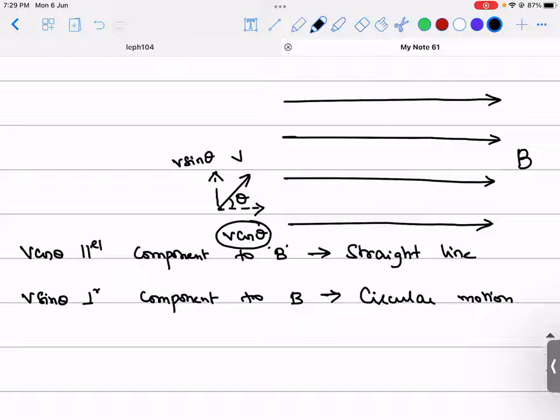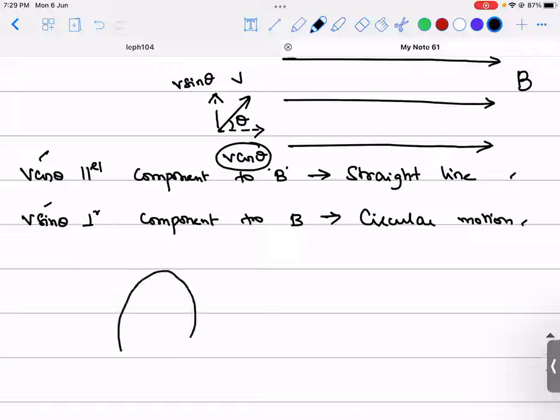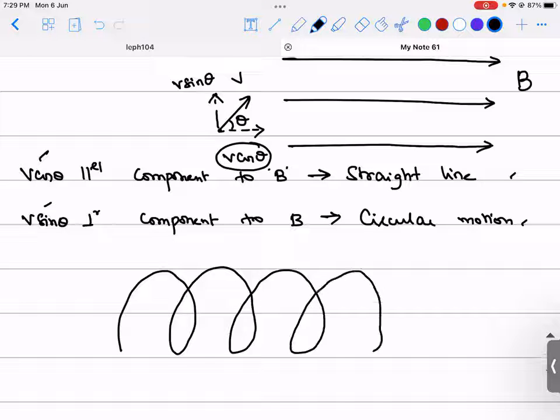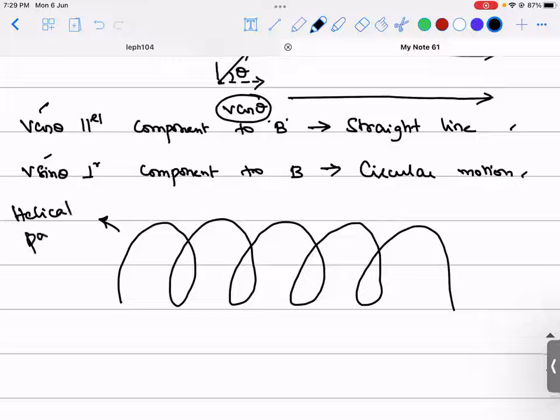So V cos theta and V sin theta combined together will create a circular motion plus a straight line motion, where the particle will have neither a completely circular path nor a completely linear path. Rather, it will have a combination of both, which will look in this format, which we call a helical path.